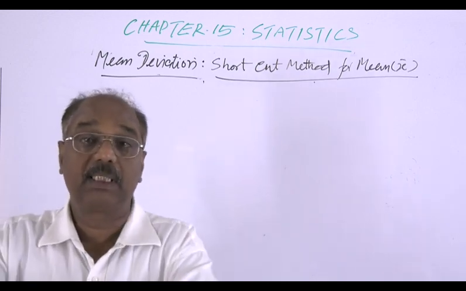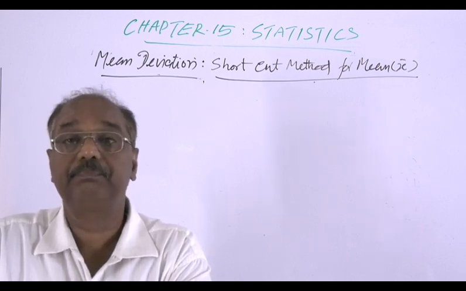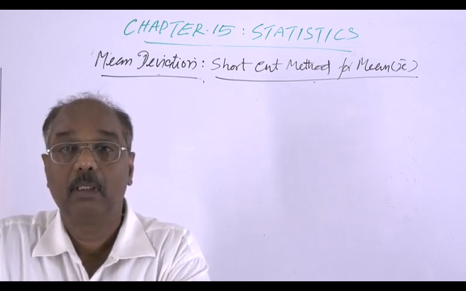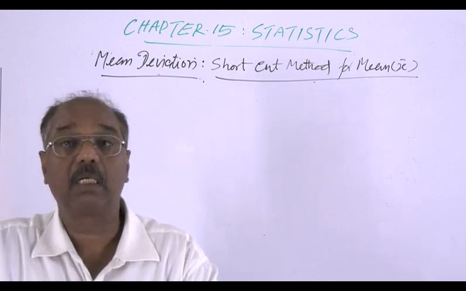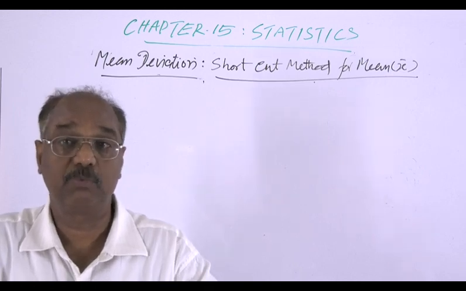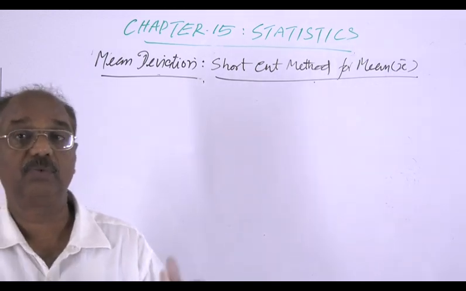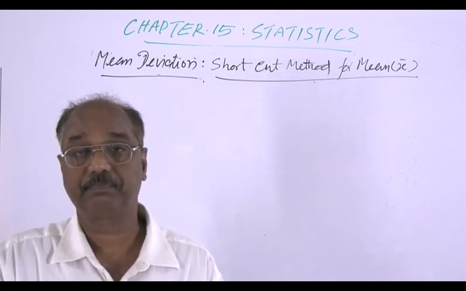Now, a shortcut method to find the mean x bar. When we find the mean deviation about x bar, we need x bar, the mean of the data distribution. To find that mean, we apply a shortcut method.